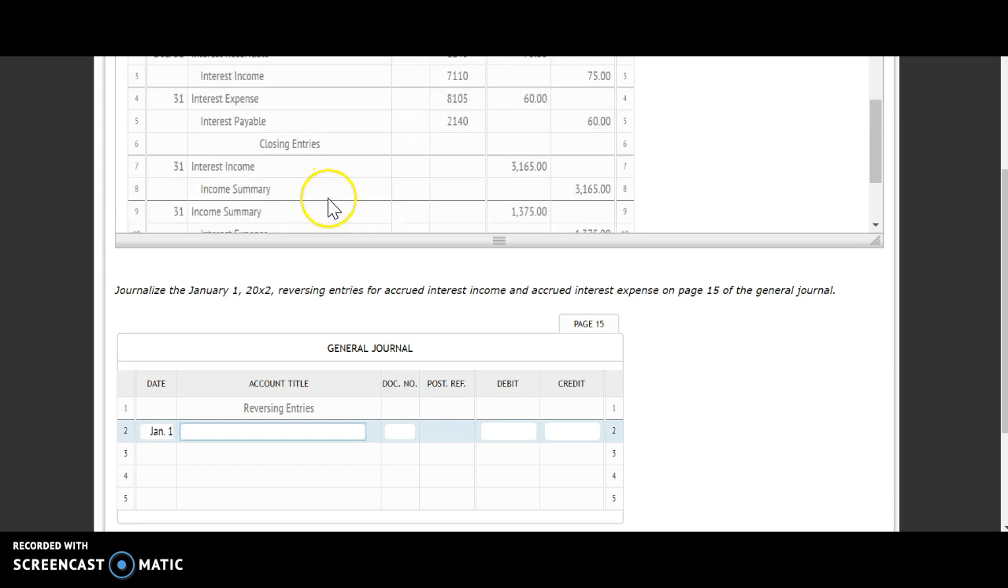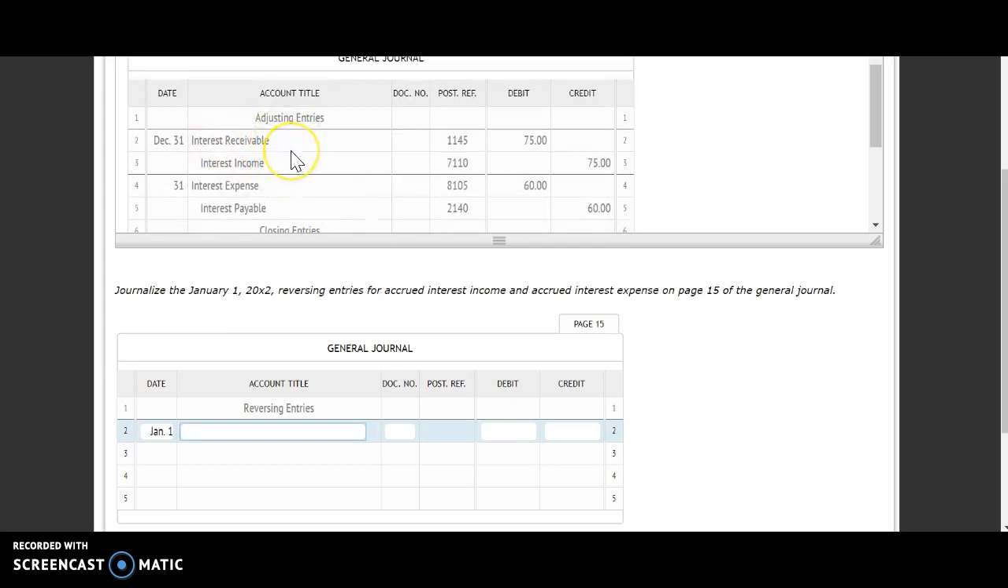What we're going to do here is look at our adjusting entries from before, and we're simply going to reverse those two entries. So I am going to debit interest income for $75, and I'm going to credit interest receivable for $75.